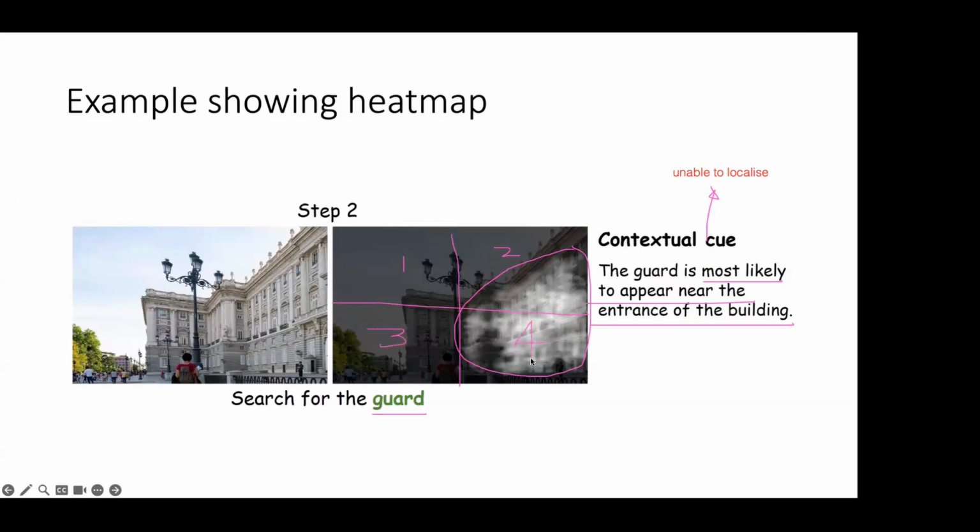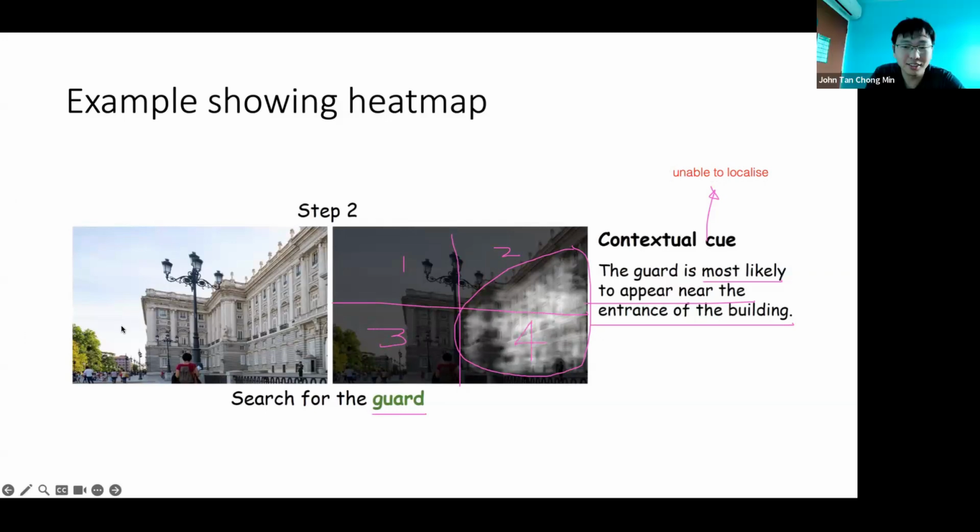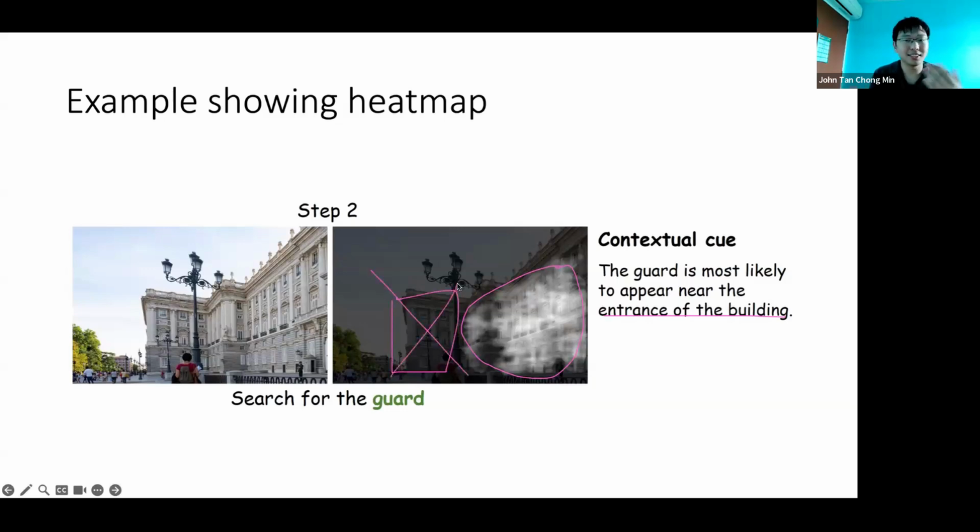Yeah, let's go with 4. Most probably it is 4, right? Because the 4 has the densest heat and the entrance of the building. You can see that based on this entrance of the building, you have updated your heat map to be like here. So this part here is no longer there anymore. It's quite cool. Based on stuff like the entrance, you can update your heat map accordingly. I think this is very, very interesting.